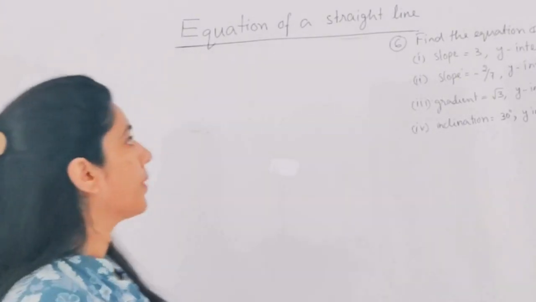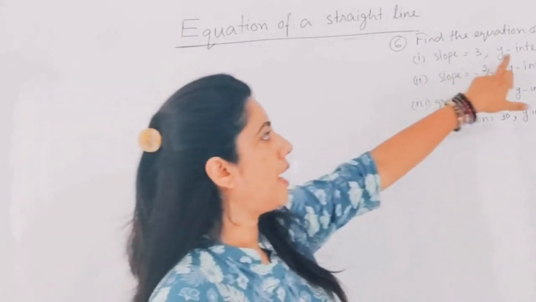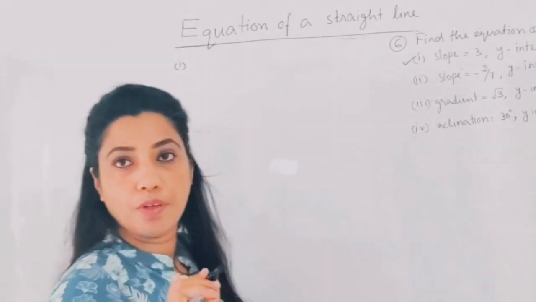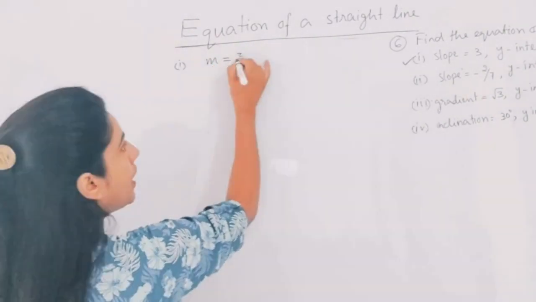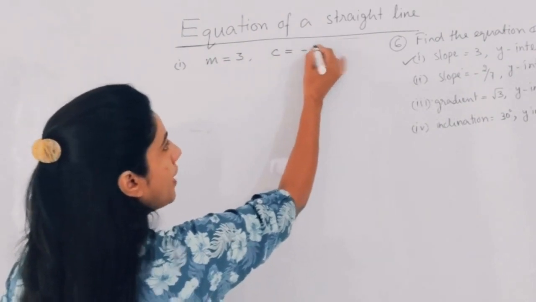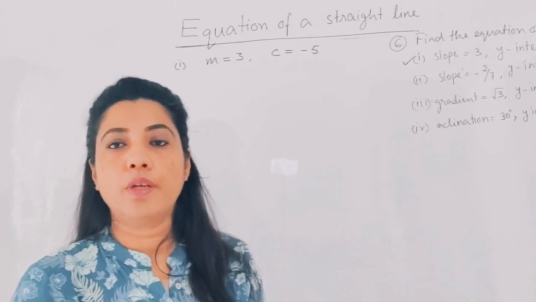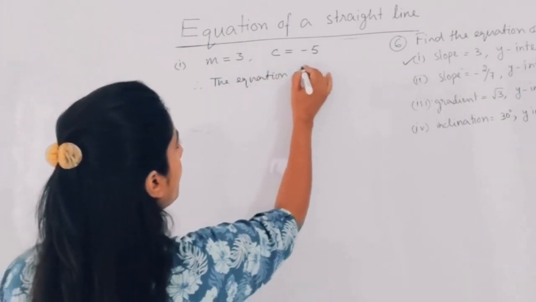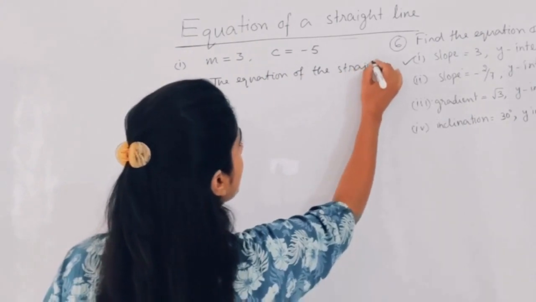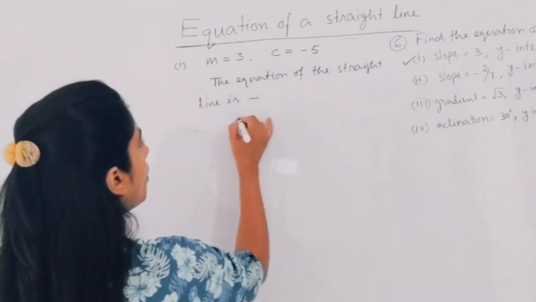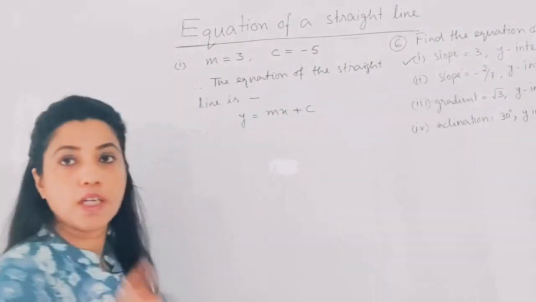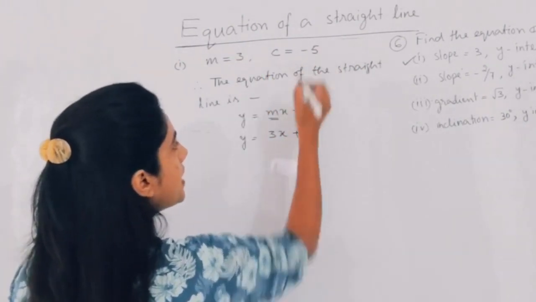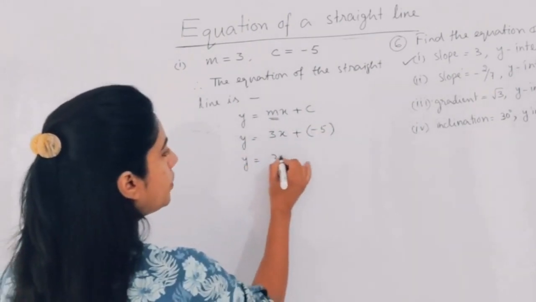Let us proceed towards the 6th sum. Find the equation of a line whose slope is 3 and y-intercept is minus 5. So here we can see the first question I am doing now. The slope is given. First, you write down the information given. Slope is denoted by m. m is 3. Y-intercept is denoted by c. It is minus 5. So we know when the slope and intercept is given to us, we'll use the slope-intercept form. Therefore, we'll write the equation of the straight line is y is equal to mx plus c. We are using the slope-intercept form. So y is equal to, in place of m, you are going to put 3x plus c is your minus 5. So y is equal to 3x minus 5.